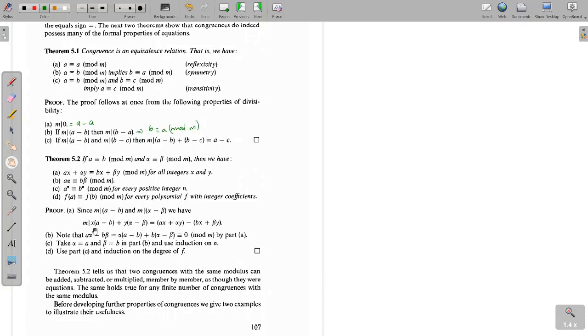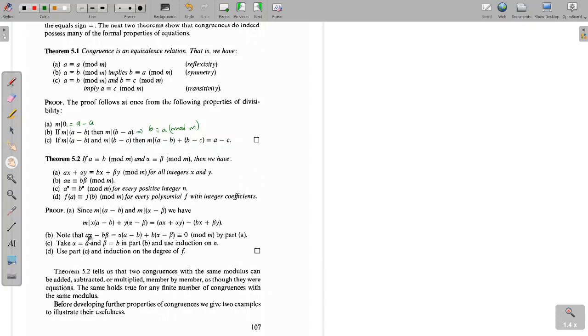So that is M divides x times (a minus b) plus y times (alpha minus beta). That is equal to ax plus alpha y minus (bx plus beta y). So this shows that M divides this difference. Then this is congruent to this mod M. This is the A part. Then for the B part we need to prove that the product is okay.